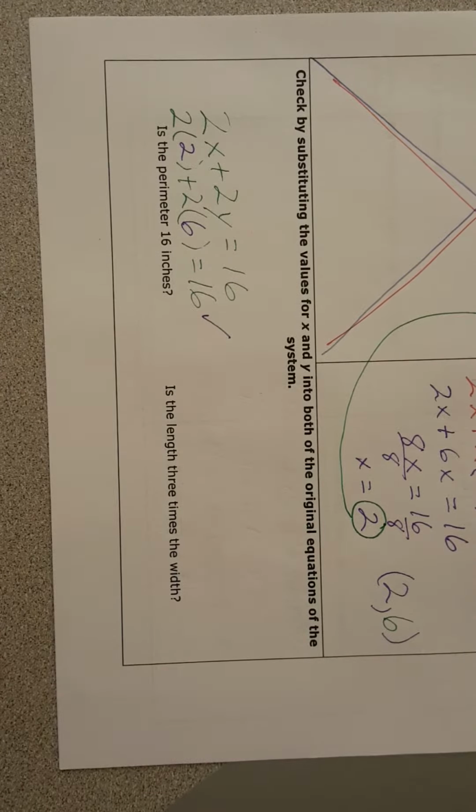It checks. But it's not enough to work for one equation. It has to work for both. So let's go back to our second equation. The length is 3 times the width. Y equals 3x. Again, I will replace my x and my y values. Y is 6 equals 3 times 2. Well, 3 times 2 is indeed 6. Because it works in both equations, this is the solution to the system.